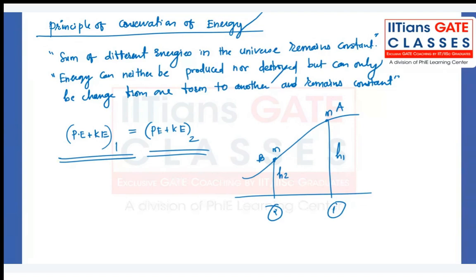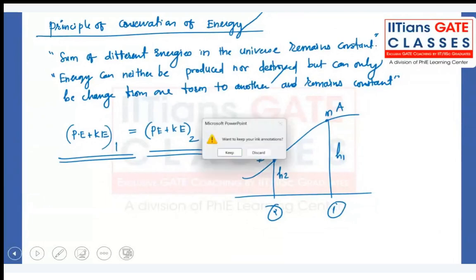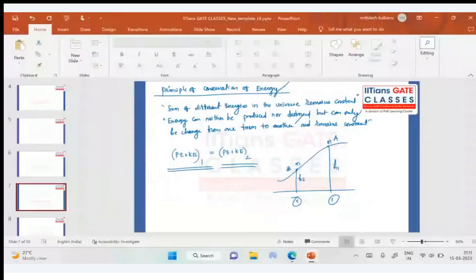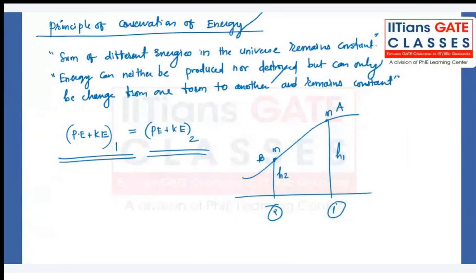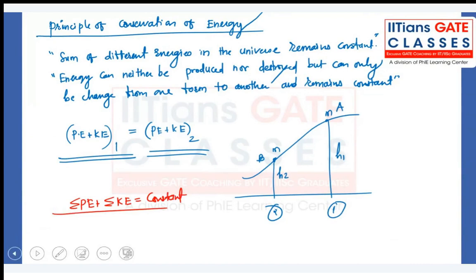Okay, so in short, the sum of the energy is also constant. Another statement is: summation of potential energy plus summation of kinetic energy is equal to constant. So this is also a statement. Any doubt till this? Is it clear to you all?